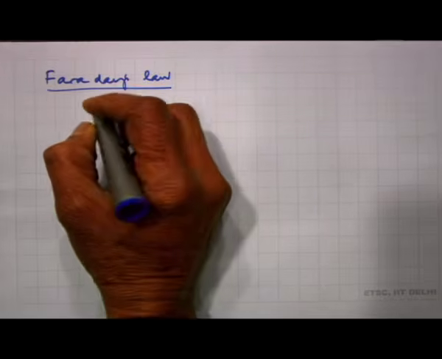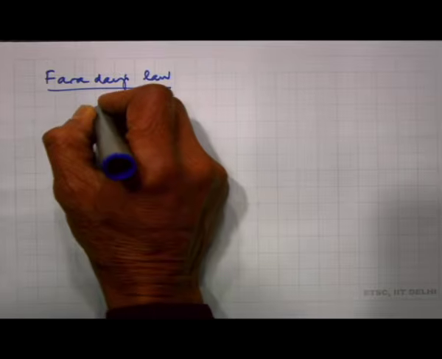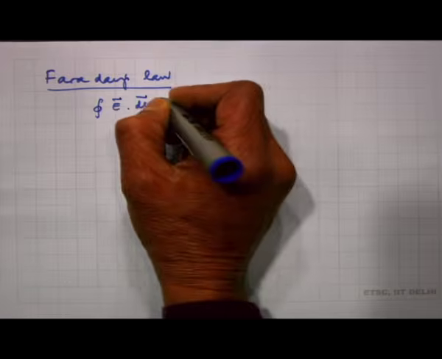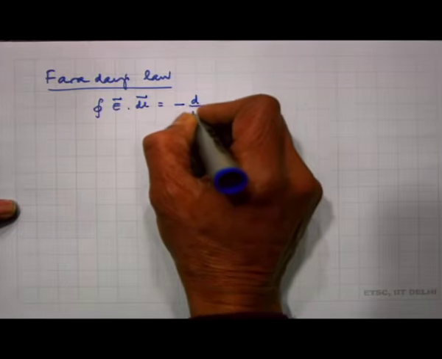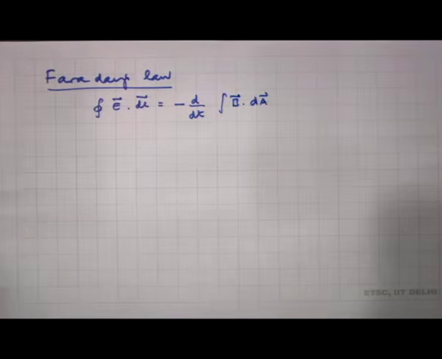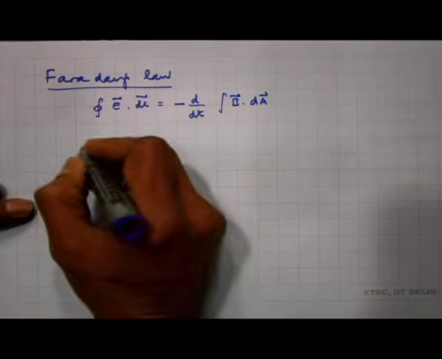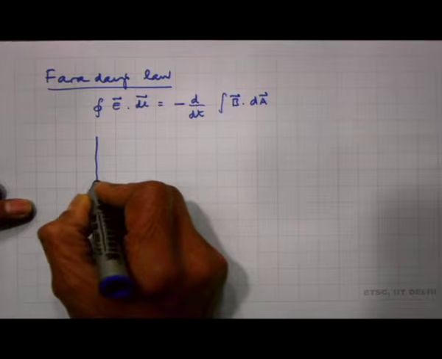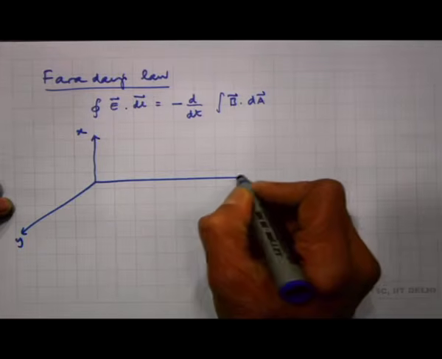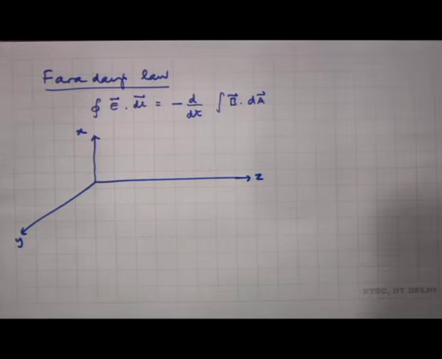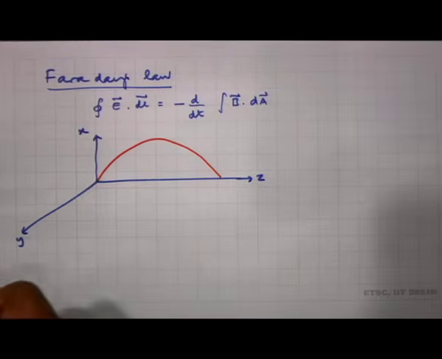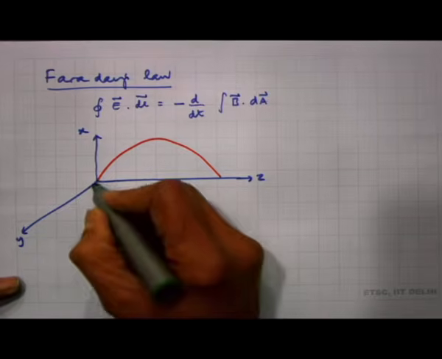So, I want to show that the solution which I am writing, I want to find out under what condition the solution which I am writing is consistent with this equation, minus d by dt of integral B dot dA. Now, for this let me again draw a figure. X, Y, Z. So, I draw the electric field variation like this and the magnetic field variation is like this.